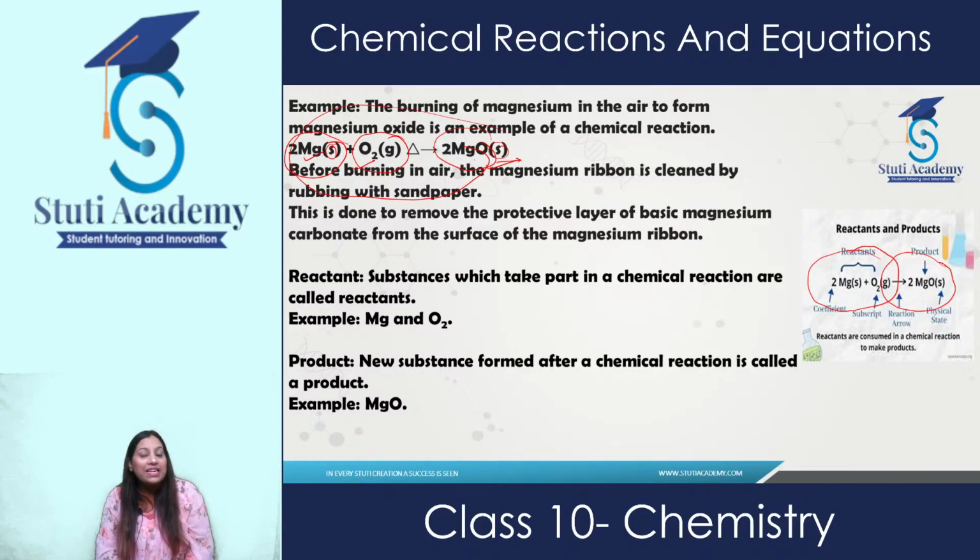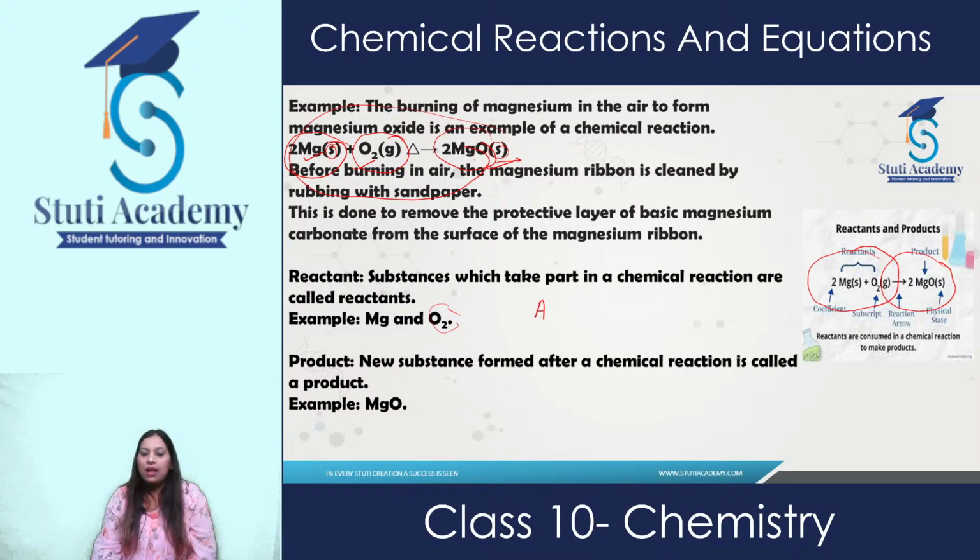When we burn magnesium ribbon in air, before burning we need to remove its layer with sandpaper, because magnesium is very reactive and can easily react. So we need to remove this protective layer of basic magnesium carbonate which is present on it, so that it can easily burn. That's why we remove this layer. And the substances which take part in this chemical reaction are magnesium and oxygen.